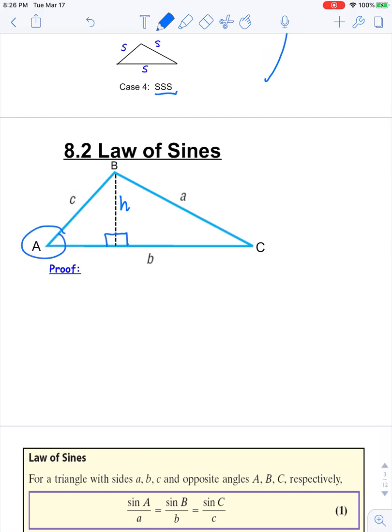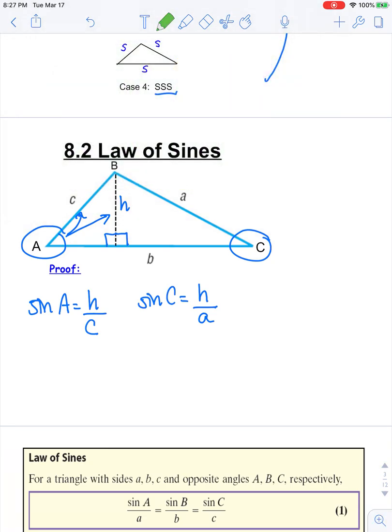If we then look at angle A, and I want to find the sine of angle A, I could find it by comparing the height to the hypotenuse. So the sine of angle A would be h over c. If I came over to the other side, I could do the same thing with angle C and say that the sine of angle C is the opposite, h, over the hypotenuse a.